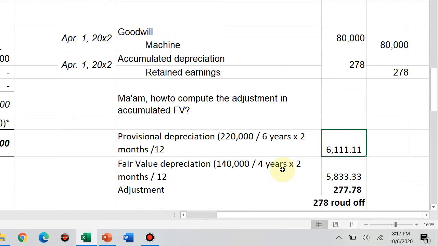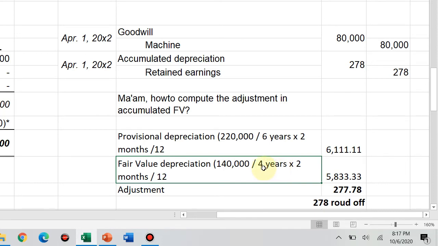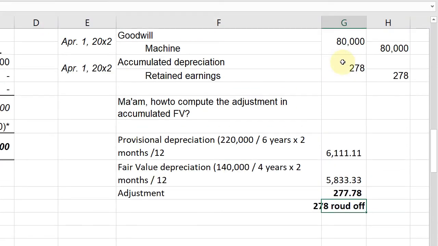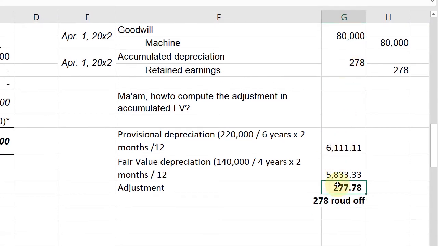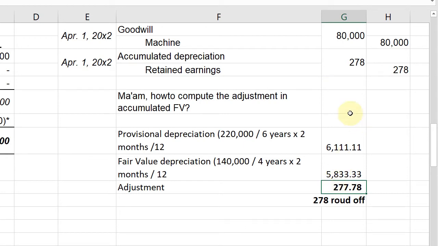Okay? Ngayon, we need to know magkano ba talaga yung tunay na depreciation, which is the 140,000, that's the true amount of the machine, divided by 4. Okay? Kasi yun sabi, remaining useful life niya daw is 4, computed as 4 times 2, divide 12, you get a fair value depreciation of 5,833. Fair value depreciation. Yun yung talaga tunay na depreciation. Okay? We now look at the adjustment. 61,111 minus 5,833, you get 277.78. Pwede namang yun ang ilagay mo or pwede namang i-round off natin. So, yun yung adjustment, kasi overstated yung depreciation by 277.78.